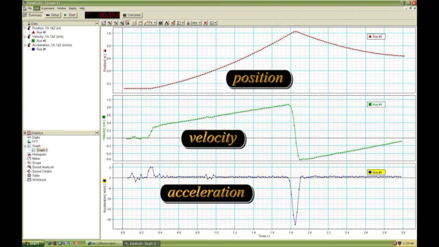Construct graphs of position, velocity, and acceleration, all on the same horizontal time axis. Just drag and drop the Graph 1 icon onto each of the 3 measurements shown at the upper left. Remember that if you obtain flawed results, you can delete runs using the Experiment menu item. Notice that the position versus time is a curved quadratic shape, the velocity is a straight line, and the acceleration is a flat line for times when the cart is undergoing constant acceleration.